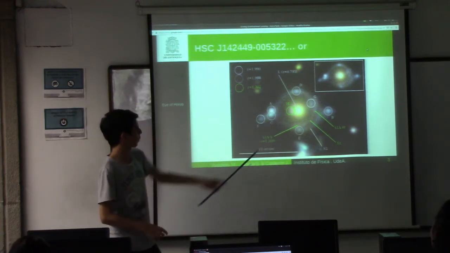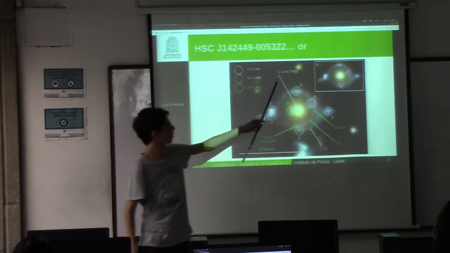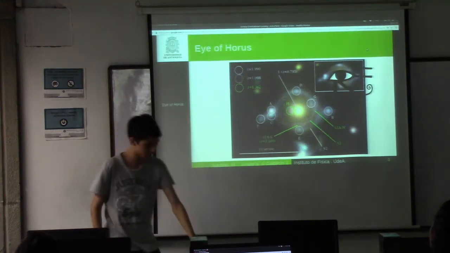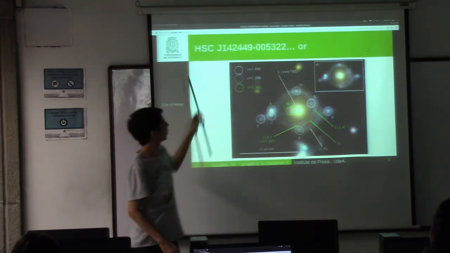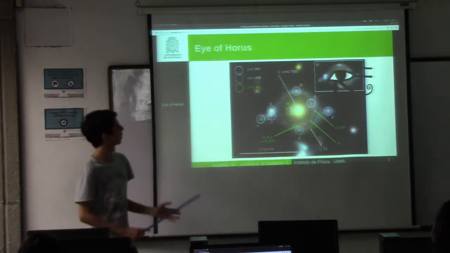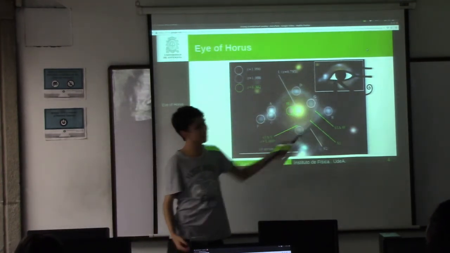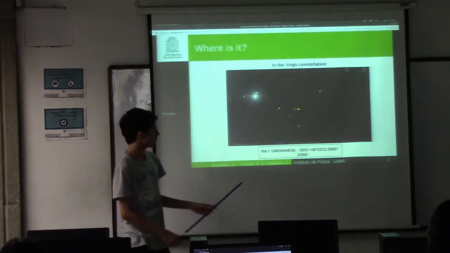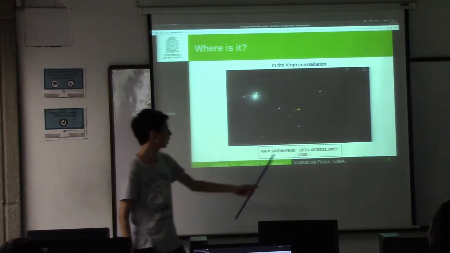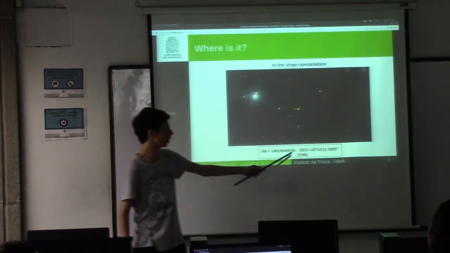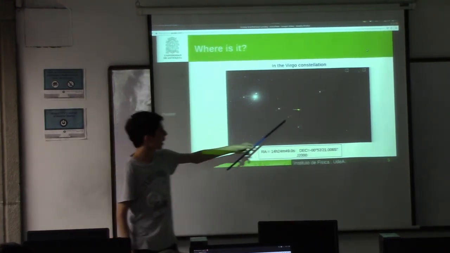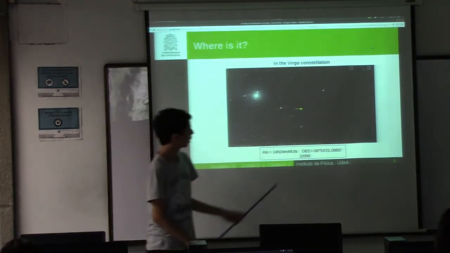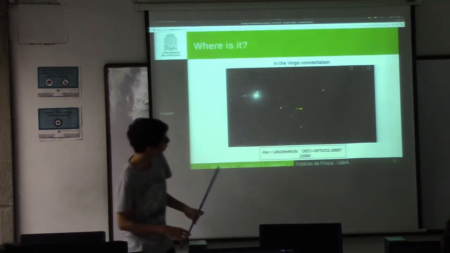So yeah, that's it. And we have the main galaxy, the lens, which is at a redshift of 0.795. The main name is this catalog name, which nobody can memorize. But they called it the Eye of Horus, because it looks like the Eye of Horus, the Egyptian god. So where is this? This is the right ascension, about 14 and a half hours, and its declination is almost over the celestial equator, which puts it in the Virgo constellation. It's right next to one of the arms of the Virgin, but it's not very clear to see there.